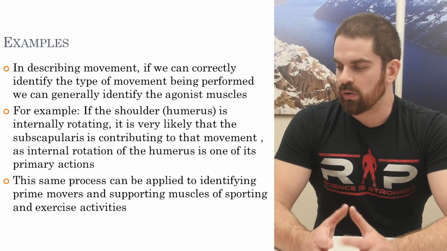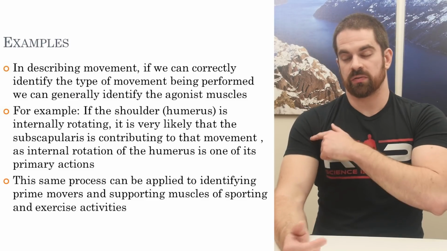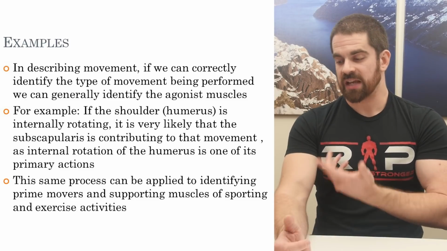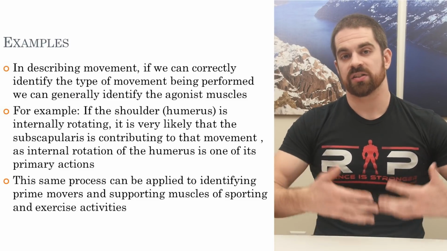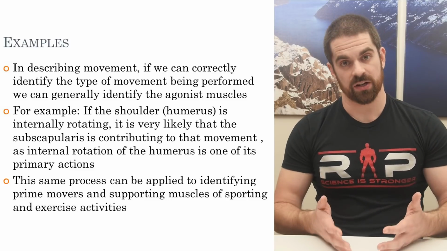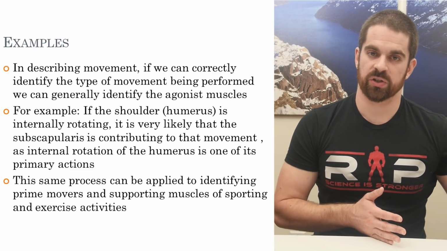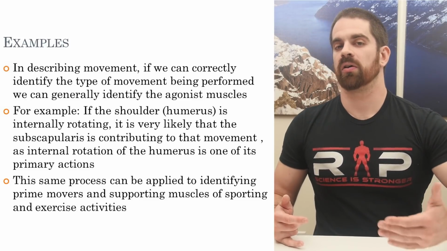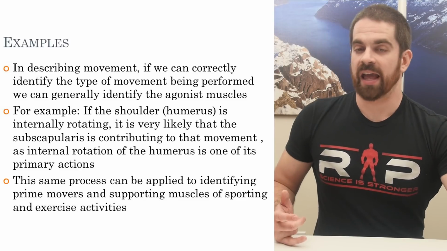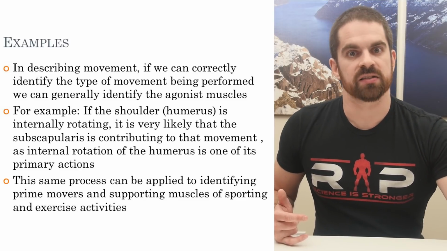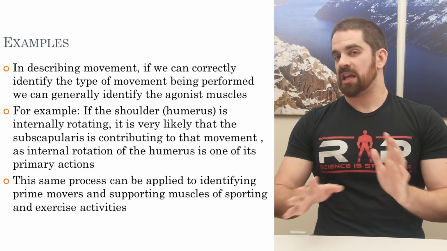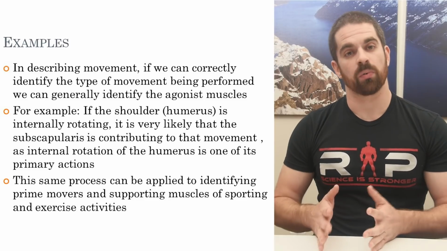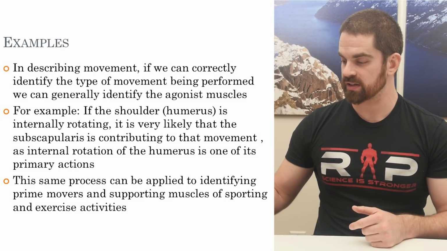So, for example, if the shoulder, or the humerus in this particular instance, is internally rotating, it is likely that the subscapularis is contributing to that movement because internal rotation is one of its primary actions, right? So that's the process we want to go through. First, we have to figure out what is the actual movement. Then we start to think about which of the muscles that I know of can generate that movement, at least in a concentric way. So we can apply the same process to the prime movers and supporting muscles and structures of all sporting and exercise movements. So let's go on to this next one.